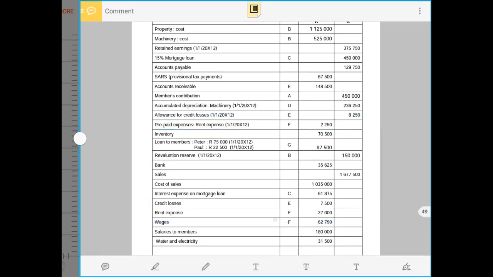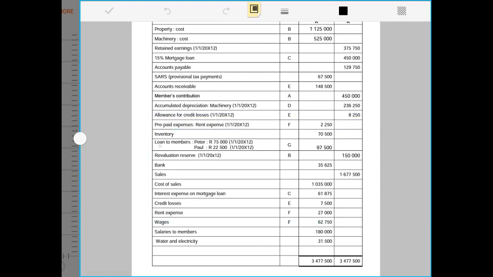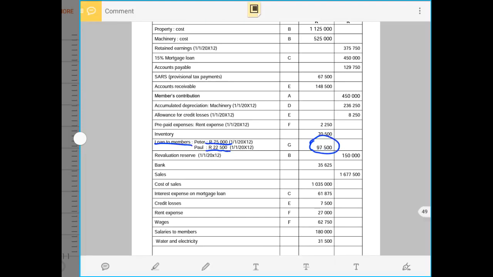Then we continue checking. We have loans to members, which is 75,000 rands, a loan to Peter, and 22,500 is a loan that was to Paul, and the total of the loans is 97,500. All the loans were given to the members. Now we don't know if there is any interest on these loans because it's not specified here. However, we'll see if there is interest or not.